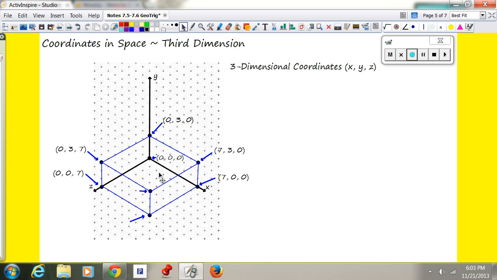And then this one right here would be over 0, up 0, and over 7. So that'd be 0, 0, 7. This point down here would be 7, 0, 7. It means you go over 7, you go up 0, and then you go over 7 again. So 7, 0, 7. And this one right here would be 7, 3, 7. You'd start at your origin, you'd go over 7, you'd go up 3, and you'd go over 7. And that would be your point right there. So those are three-dimensional coordinates, x, y, and z. That's what the coordinates would look like.